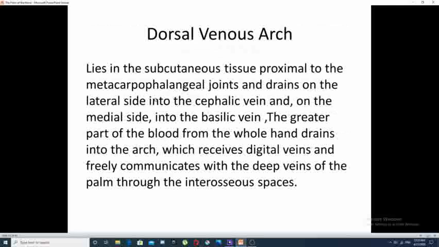Regarding the veins in the dorsum of the hand, these are arranged in a special arrangement called the dorsal venous arch, which lies in the subcutaneous tissue proximal to the metacarpophalangeal joints. It drains on the lateral side to the cephalic vein and on the medial side to the basilic vein. The greater part of blood from the hand drains into this arch.